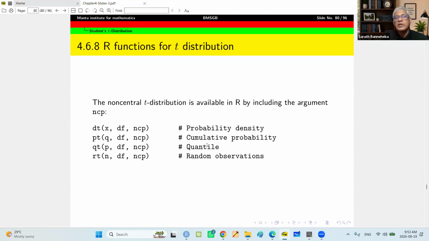So that is the end of this lesson on the T distribution, Student's T distribution. In the next lesson, we will talk about the F distribution.